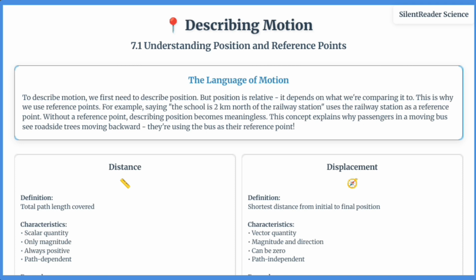We also need to distinguish between distance, which is the total path length covered, and displacement, which is the straight line distance from start to finish with direction. This distinction is crucial for understanding motion completely.